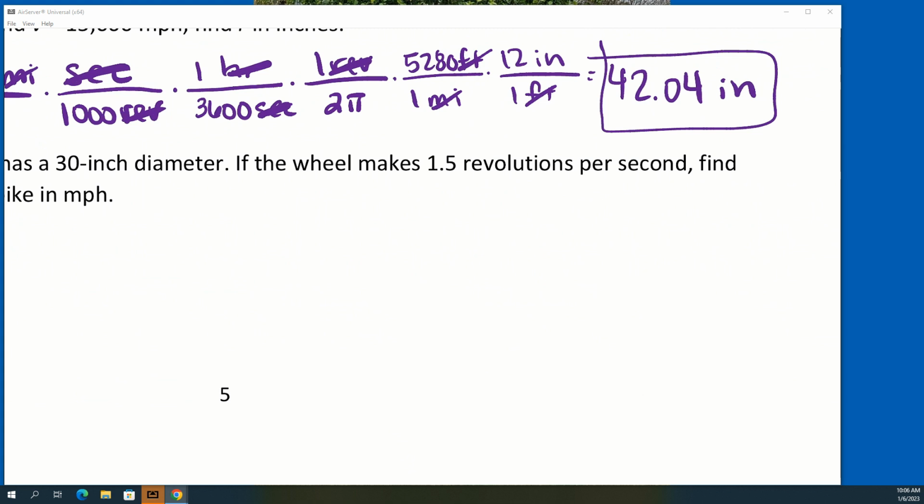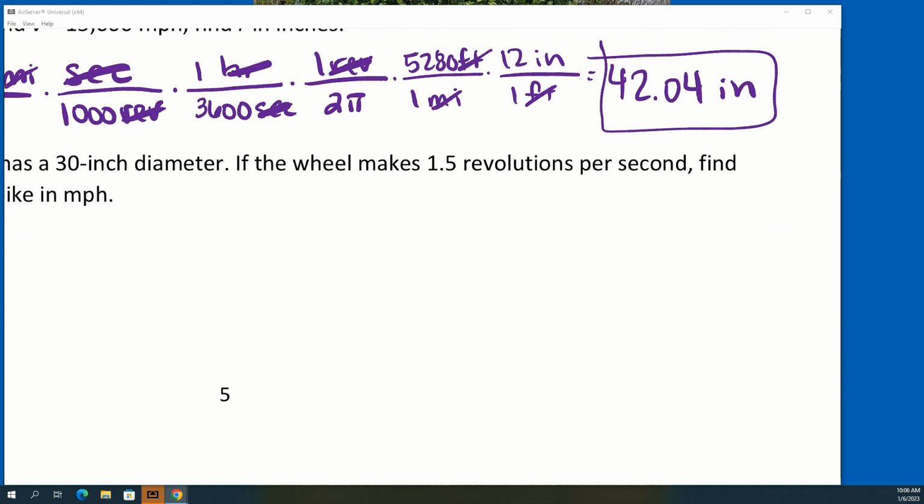All right, these last few examples are application problems where it doesn't straight tell you this is omega, this is V, this is R. You have to kind of figure it out. So just remember, omega is always going to be an angle per time, and V is always going to be a distance per time. So they can be hard to keep straight.